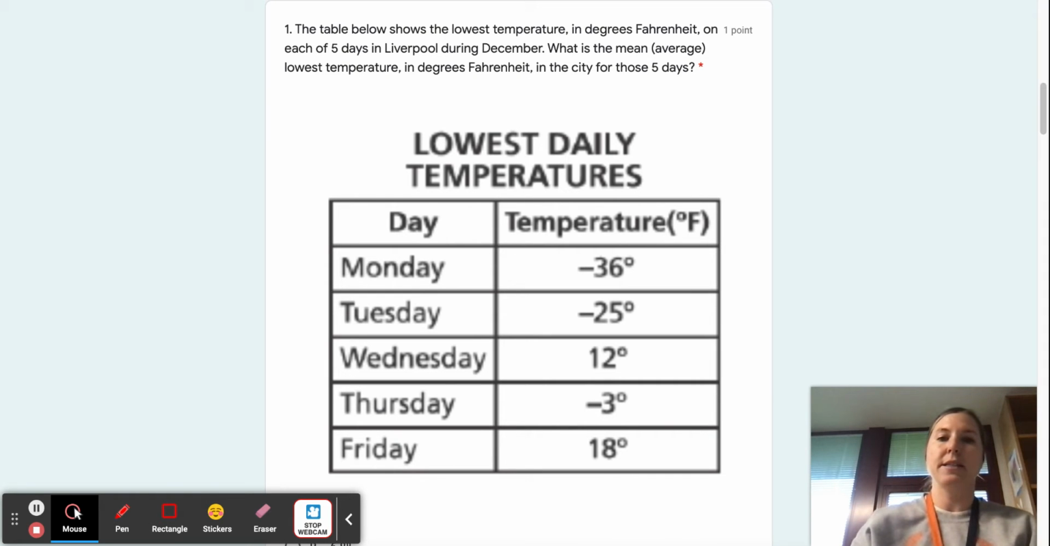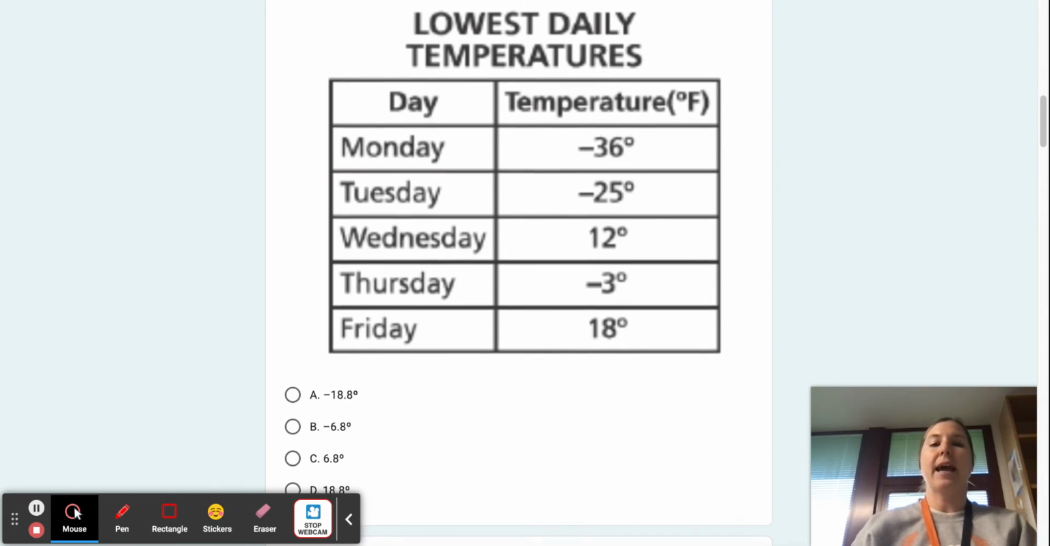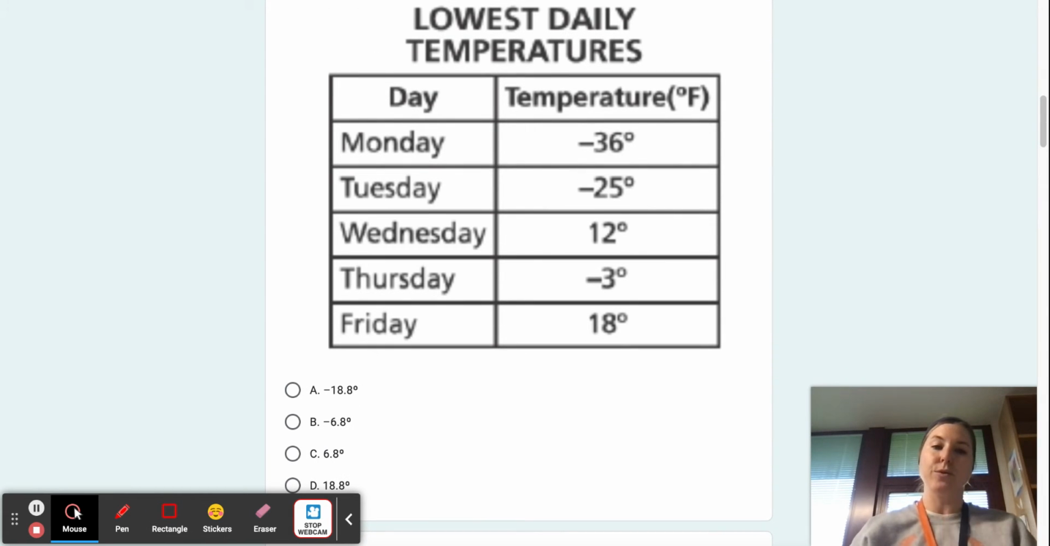Question number 1 says the table below shows the lowest temperature in degrees Fahrenheit on each of the 5 days in Liverpool during December. What is the mean average lowest temperature in degrees Fahrenheit in the city for those 5 days? In order to find the average, I think a lot of kids are getting confused. What you need to do is find the total of each of the days. So you'd have to add up Monday, Tuesday, Wednesday, Thursday, Friday. So that would mean adding negative 36 plus negative 25 plus 12 plus negative 3 plus 18 in your calculator.